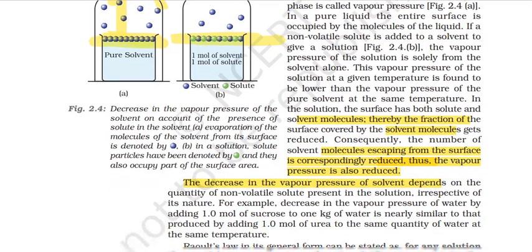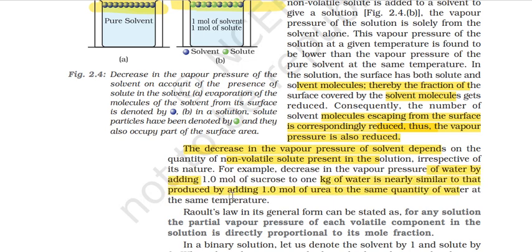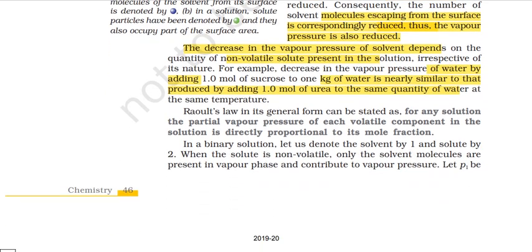Because the solvent molecules on the surface are decreasing, eventually the escapable molecules are also decreasing. The decrease in the vapor pressure of solvent depends on the quantity of the non-volatile solute present in the solution, irrespective of its nature. So, this will quantitatively depend on how much solute there is, and how much our vapor pressure will be in the solution. For example, the decrease in the vapor pressure of water by adding 1 mole of sucrose to 1 kg of water is nearly similar to that produced by 1 mole of urea to the same quantity of water. So, it's not qualitative, it's quantitative.